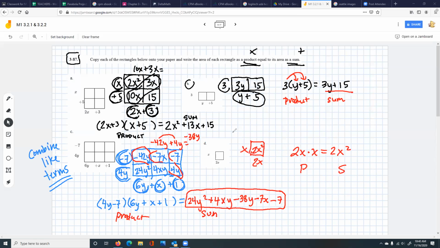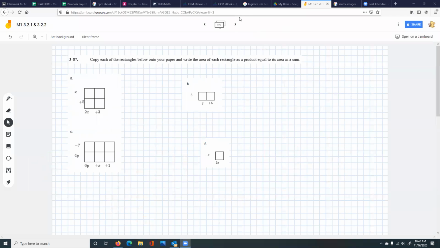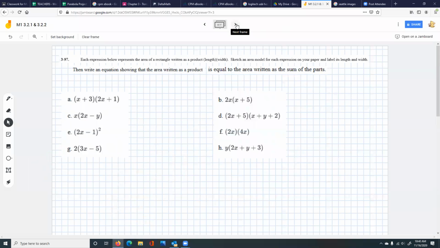I'm going to go to the next screen, so if you need to take a screenshot, go ahead and do so. Clear this out. Go to the next slide, slide number 4. So this is number 97. They want us to multiply these using the generic rectangles, length and width. Okay, so let me get my pen back.